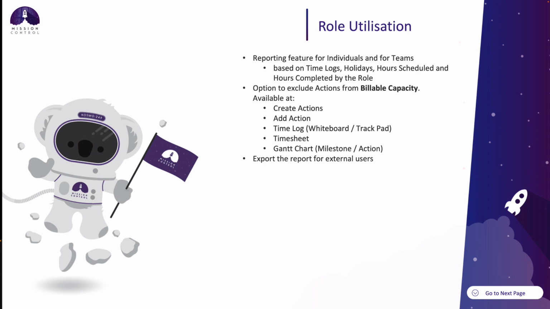A field called Exclude from Billable Capacity is available on the project, milestone, action, and time log objects. This Exclude from Billable Capacity checkbox has been added to key pages throughout the system, such as the create actions page, the add action, time log, timesheet, and Gantt chart.